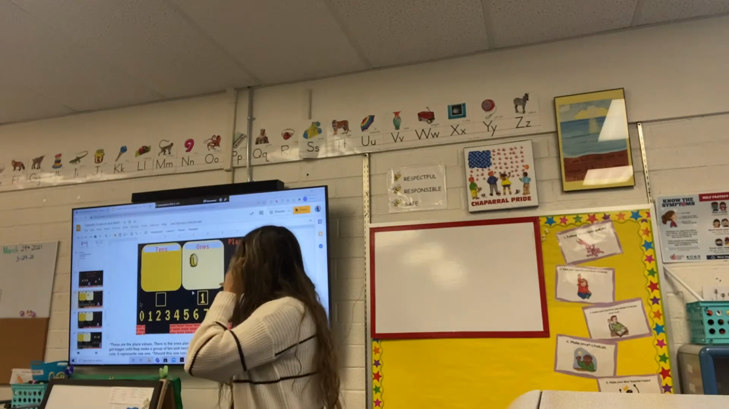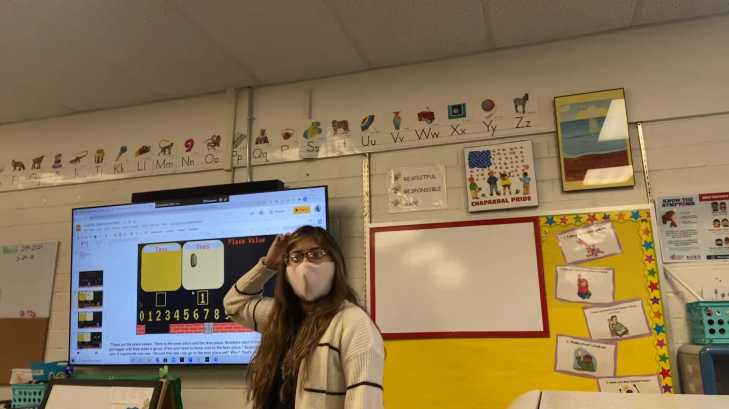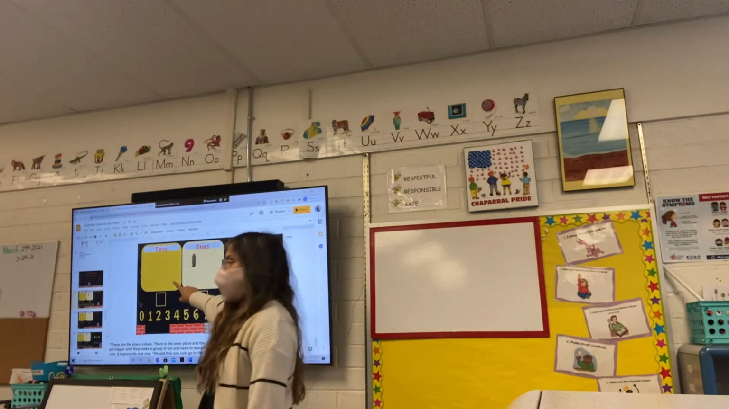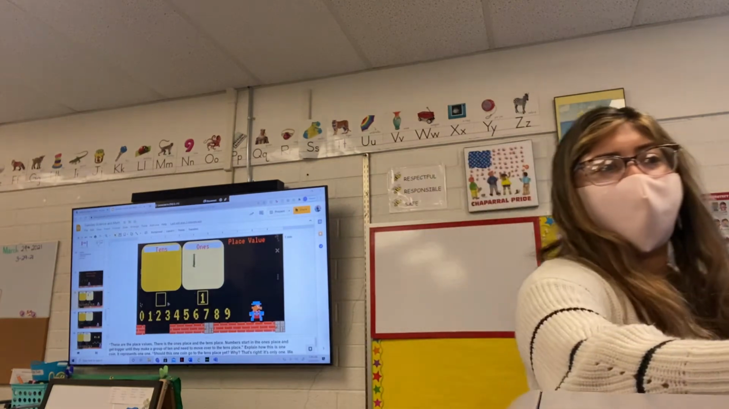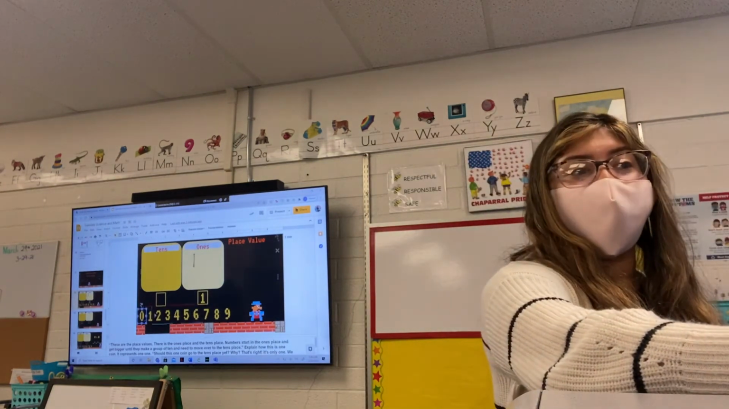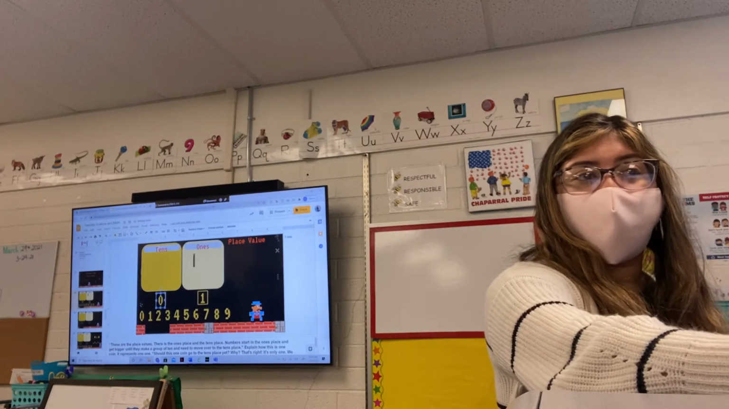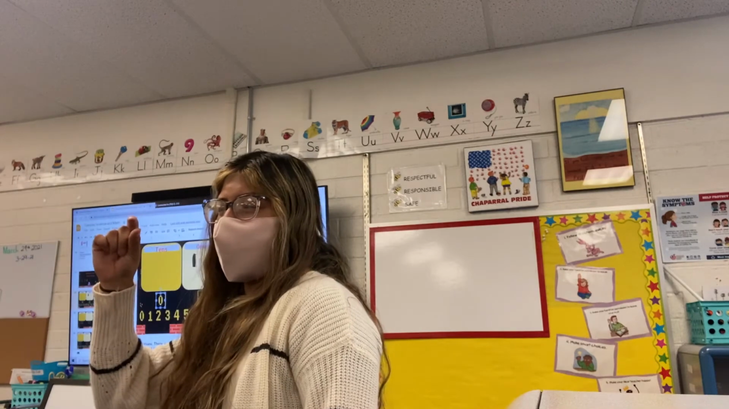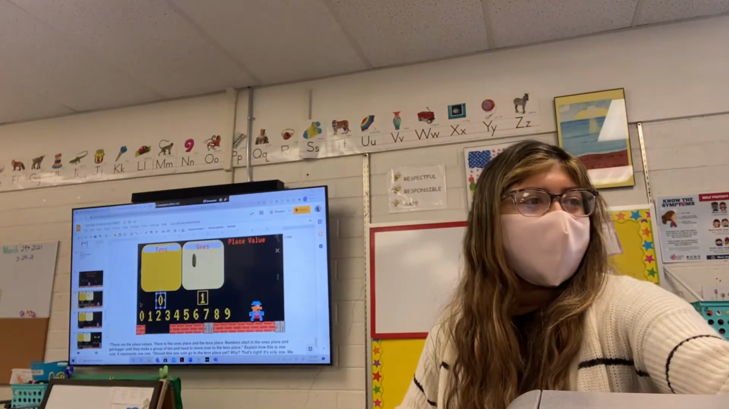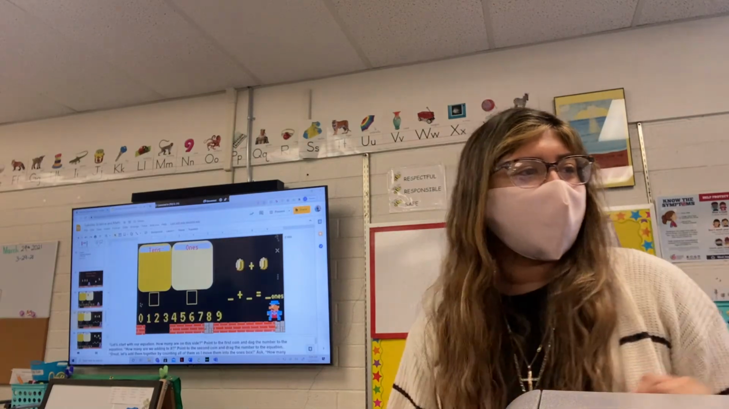So right now, like our chart, what's our number? One, because how many coins are there? One. How many groups of 10 are there? None, you're right, so zero. So I'm gonna put a zero here. All right, one coin represents one like cube, what we were doing.